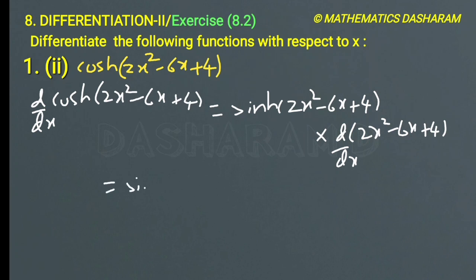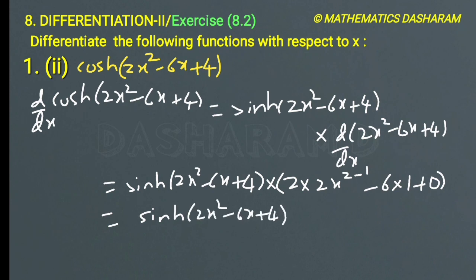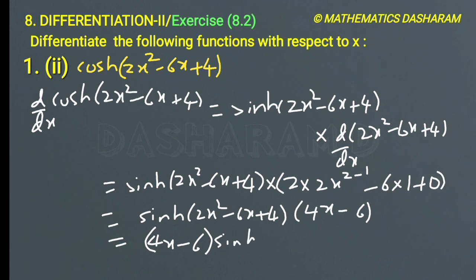Now it equals sinh of (2x squared minus 6x plus 4) into the derivative of 2x squared, which is 2 into x to the power of 2 minus 1, next 6 into 1, and the derivative of a constant number is 0. So 2 into 2 is 4, 2 minus 1 is 1, so overall 4x and minus 6. So (4x minus 6) into sinh of (2x squared minus 6x plus 4) is our required answer.